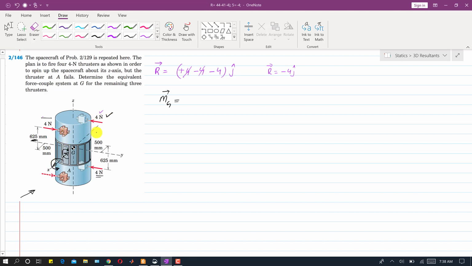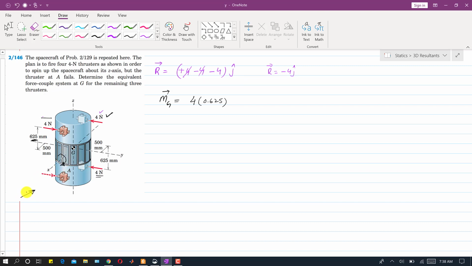So these 4 Newton forces cancel out each other's moment, so we are only left with this 4 Newton force, which is also producing the moment about the x-axis. So what is the magnitude of that moment? That moment will be 4 into 625 mm, and if we divide 625 mm by 1000, it will be 0.625. And what will be the direction of the moment produced by this 4 Newton force? This will be the direction clockwise.